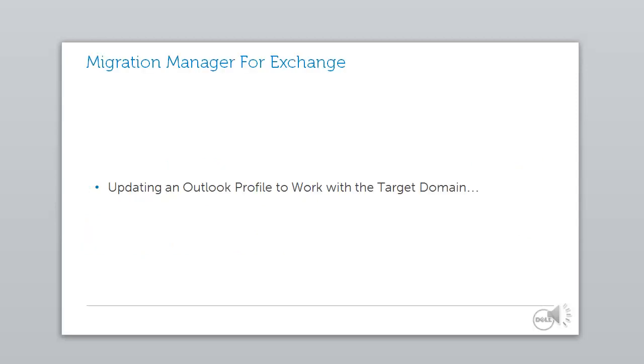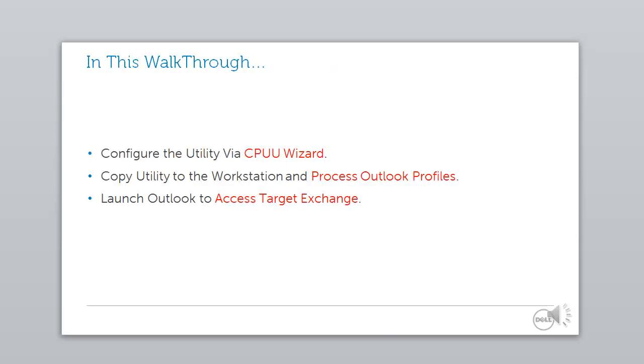Today we'll be updating an Outlook profile to work with the new target domain. In this walkthrough, we'll configure the utility via the CPUU wizard. We'll copy the utility to the workstation and process the Outlook profiles. Finally, we'll launch Outlook to access the target Exchange system.